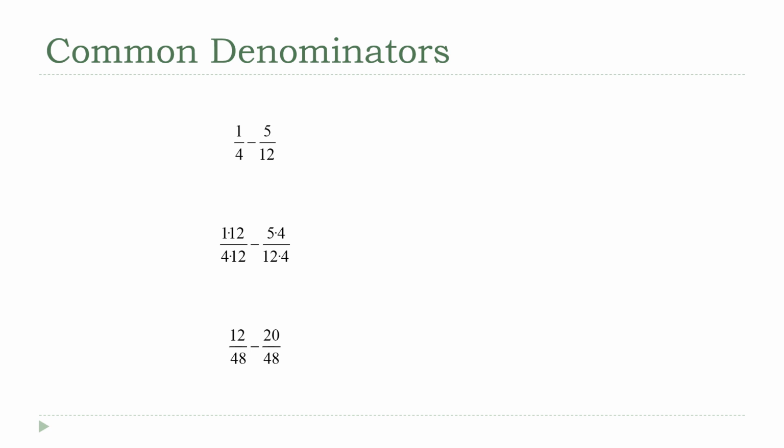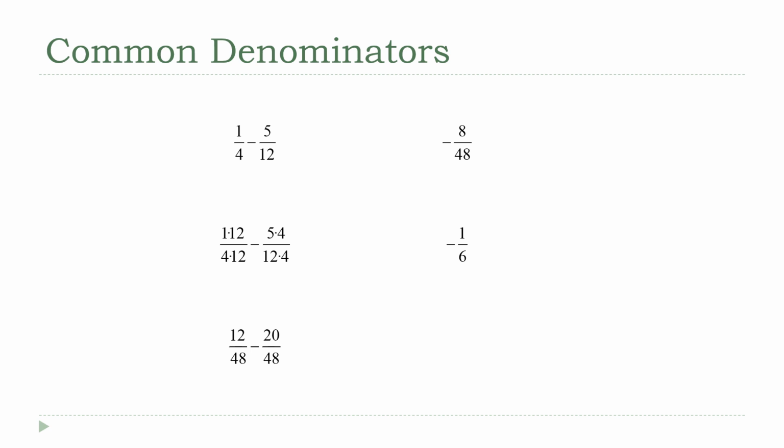When you're adding, you add the two numerators. When you're subtracting, you subtract them. 12 minus 20, that's negative 8. 48 stays the same. And we're not quite done. Now, with the last one, that fraction was already reduced. I didn't explicitly mention it, but it was already reduced. Here it's not. I can divide the top and bottom of this by 8. 8 goes into 8 and 48. So 8 divided by 8 is 1. 48 divided by 8 is 6. There's my final answer, negative 1/6.